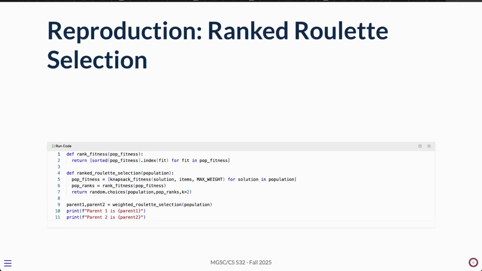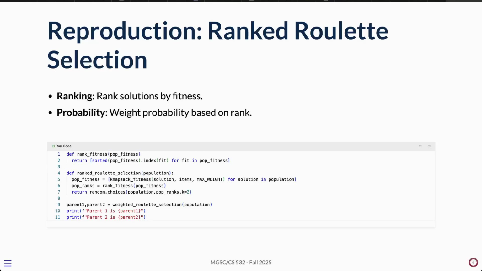Ranked roulette selection takes a different approach to addressing the issues with weighted selection. So instead of using raw fitness values, it ranks solutions by fitness and bases selection probability on rank rather than absolute fitness values. So, how does this process work? First, we're going to sort all of our solutions by their fitness values and then assign ranks 0 to n minus 1. So, 0 would be the worst and n minus 1 is the best. And this selection probability is then based on these ranks, so not those original fitness values.